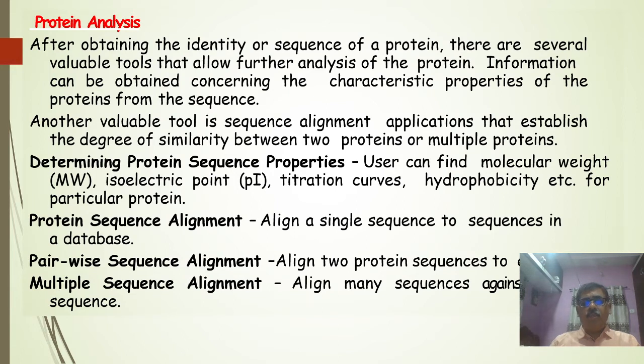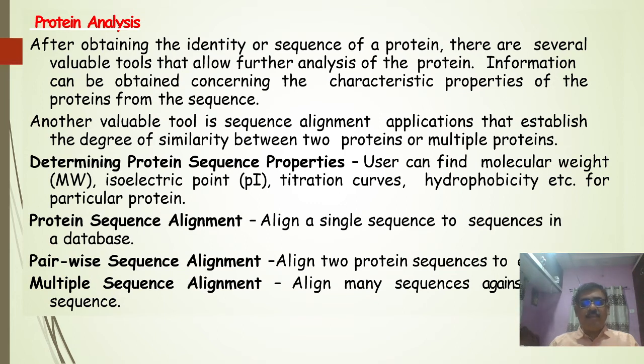Another valuable tool is a sequence alignment application that establishes the degree of similarity between two proteins or multiple proteins. And you can determine the protein sequence properties by finding the molecular weight, their isoelectric point, titration curve, and hydrophobicity for a particular protein. By identifying these properties, we can determine the protein sequence properties.